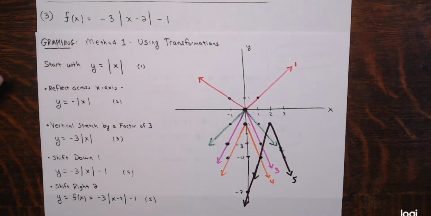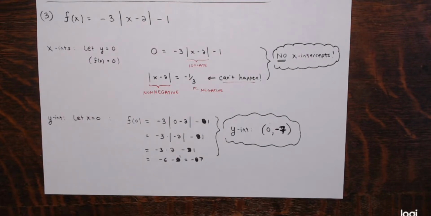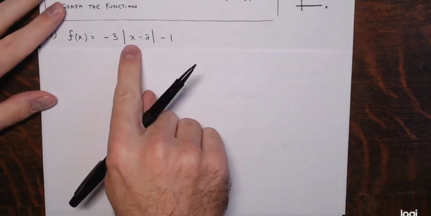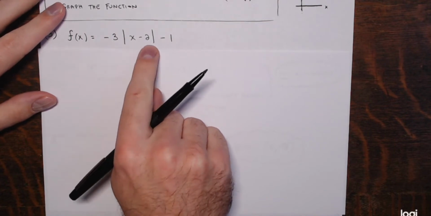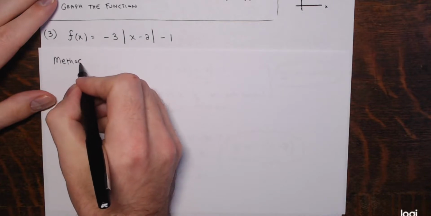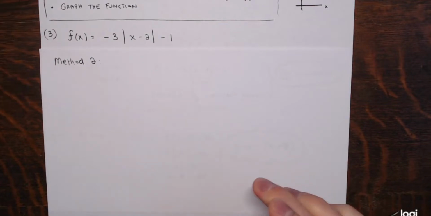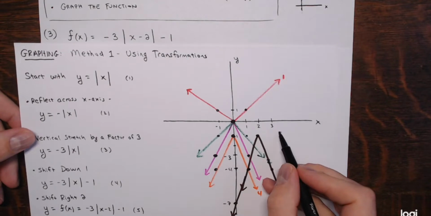Now, the second method I'm going to show you is specifically for absolute value of linear functions. So you see I have the absolute value of a linear here, x to the 1st power, linear. So method 2 is, again, just for these.